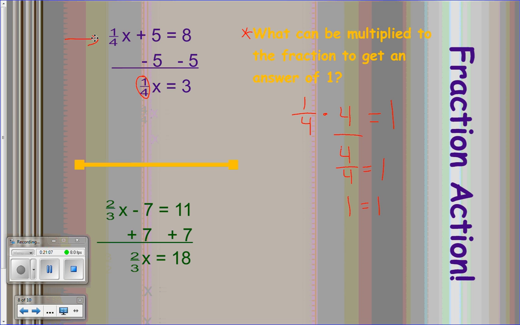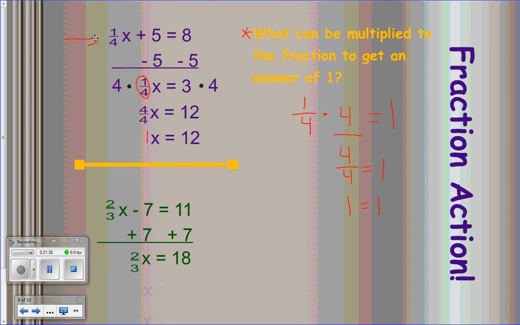So if I multiply it by 4, I do that to both sides of the equation to stay balanced. We know that 4 times 1/4 is 1, so that's 4/4 x is equal to 12, and 4/4 is equal to 1, x is equal to 12. 1x is equal to 12. And remember, we don't usually write the 1. If you do write it, it is not wrong.